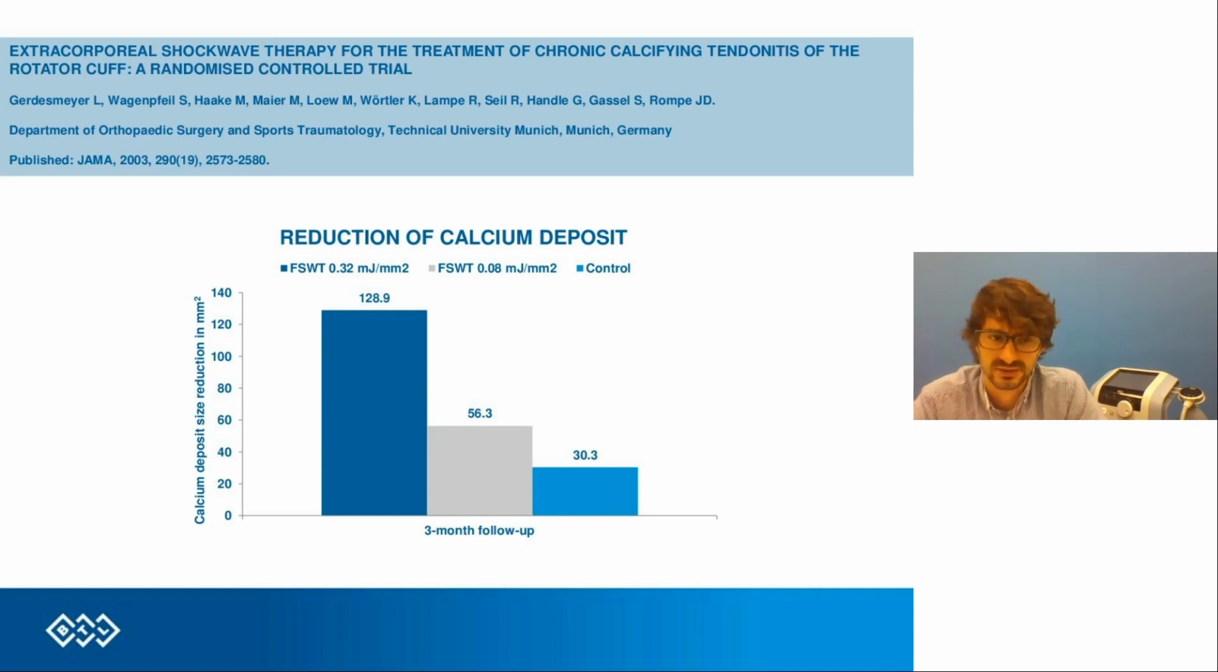as the lower intensities, because some injuries, some issues, you simply want to treat them with higher intensities than others. So in this case, it proved that on relatively high amount of patients, it is better to use the higher energy level. So this graph shows us the decrease in millimeters square on the X-ray of the calcifying tissue.